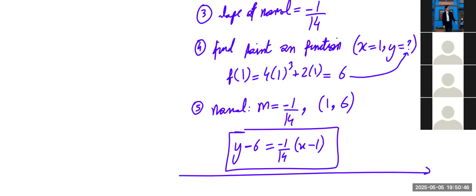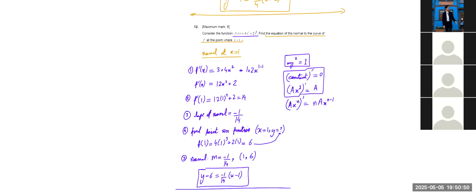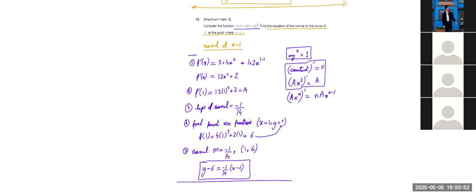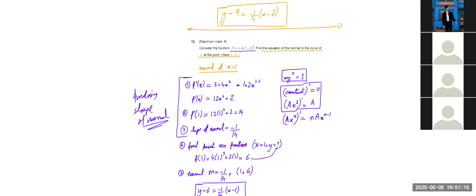So 5 steps for 6 whole points. Okay? And honestly, I don't even consider these to be separate steps. You're literally finding the derivative, plugging a single value in, and then making a statement. This is one single step. This is finding the slope of the normal. That's it. So as you can see here, this is the first question we've done, so it makes sense.